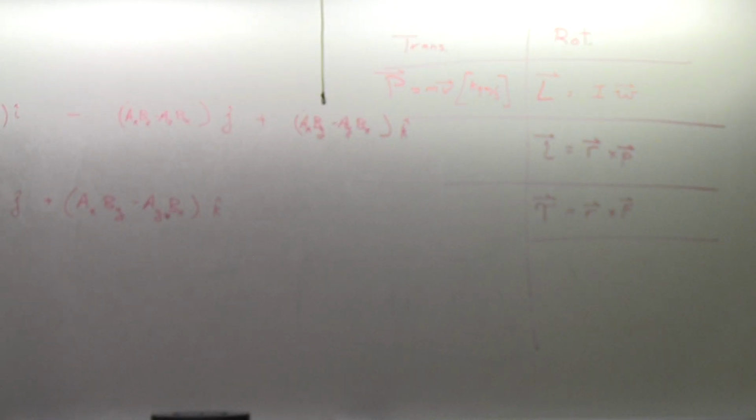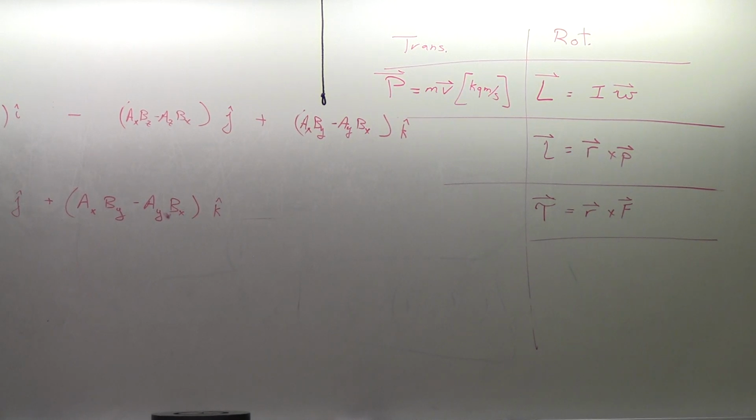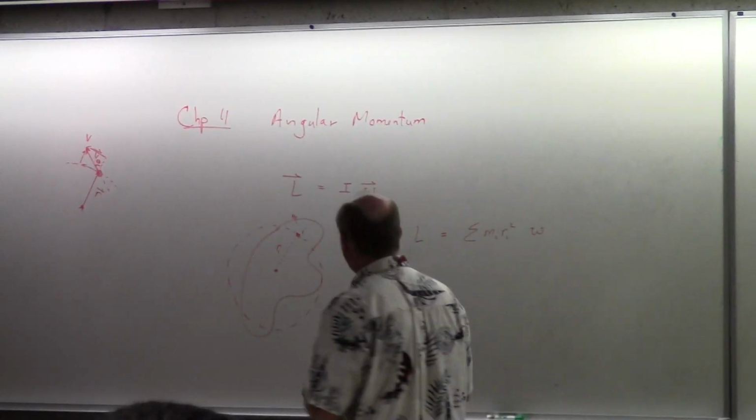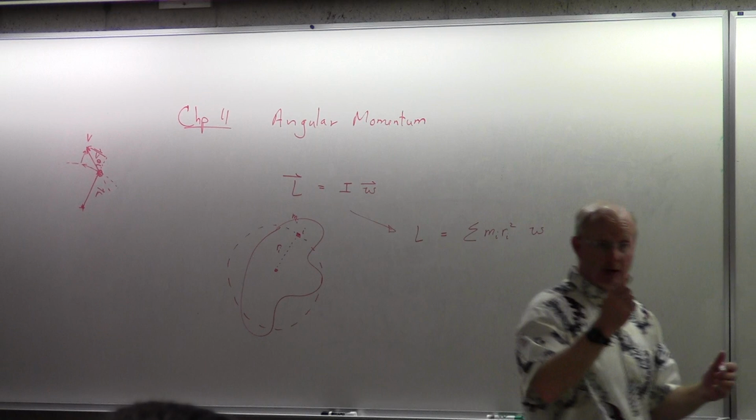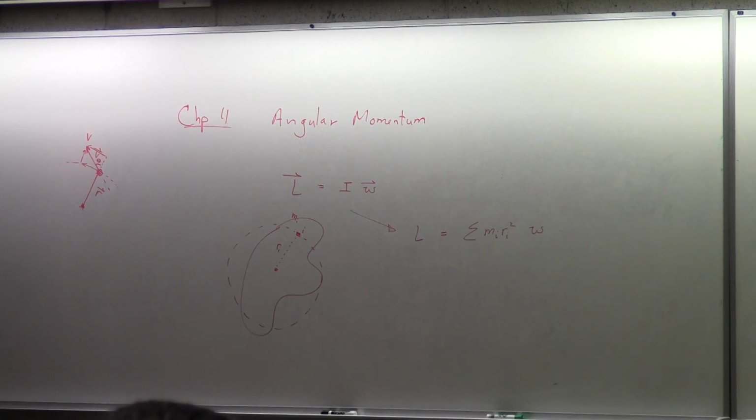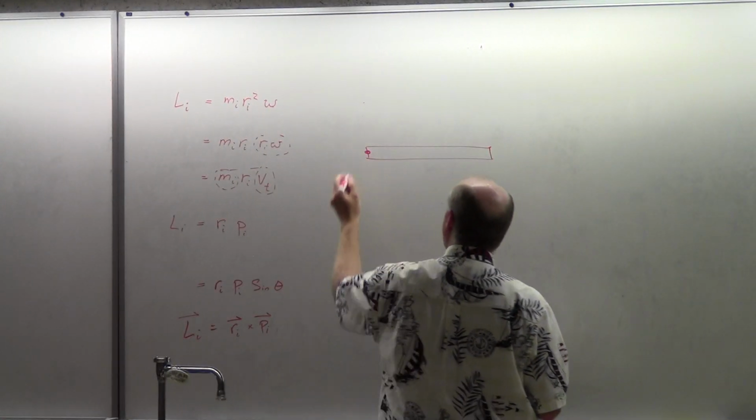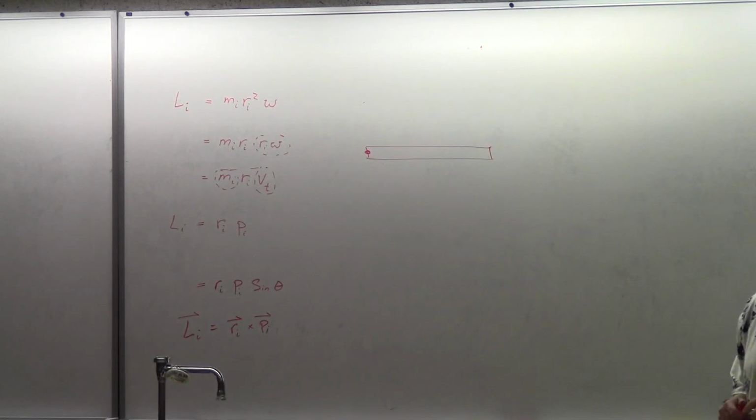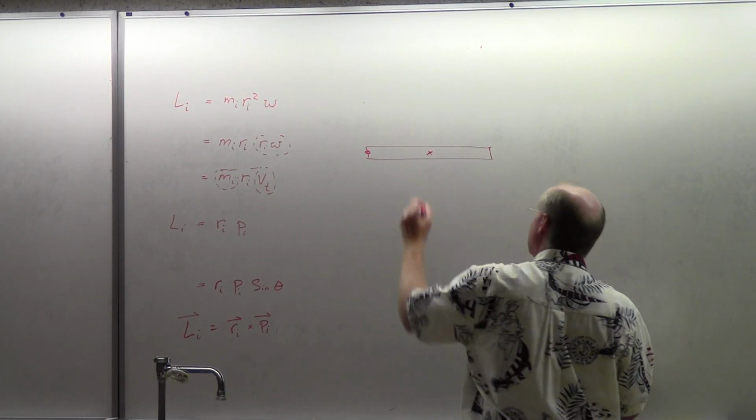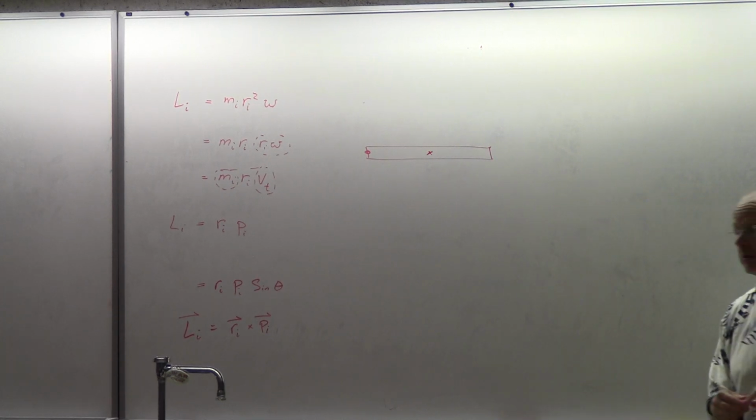Do you have a question? Is R the position from the center of mass or the radius? From the rotational axis is probably the way to answer it, because we don't have to be rotating around its center of mass. As you saw in the last chapter, we did that a couple times with a meter stick, where we said rotate around that point there. And so even though its center of mass is here, we don't have to rotate around that.